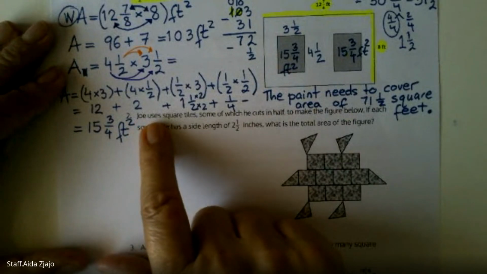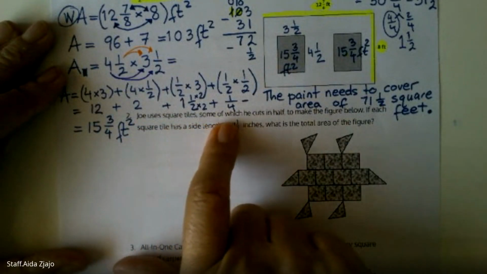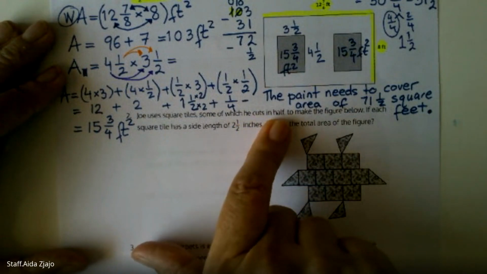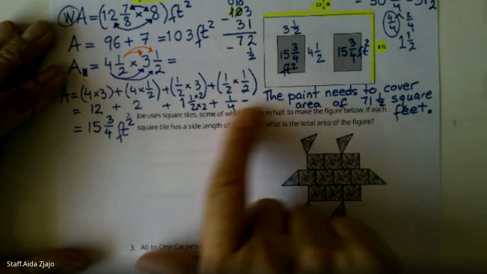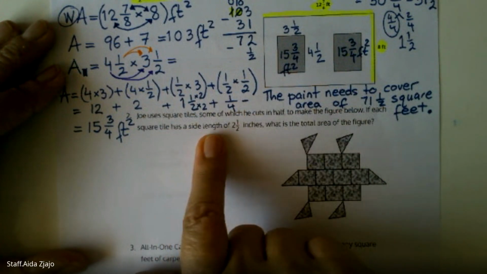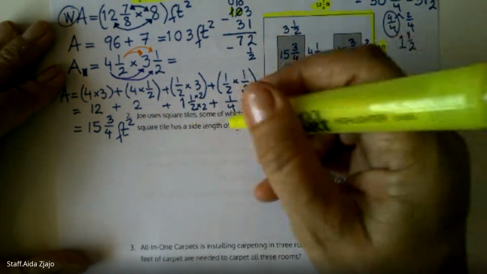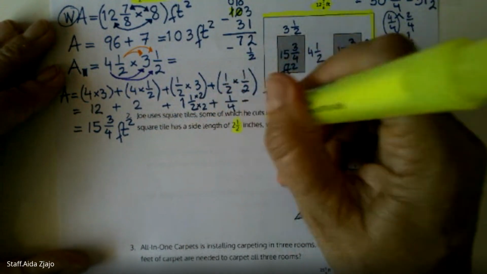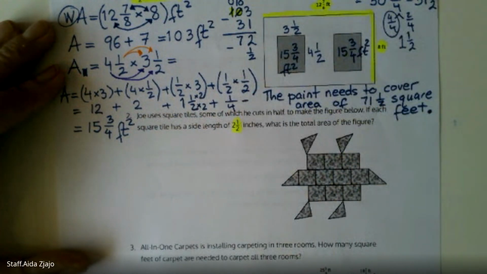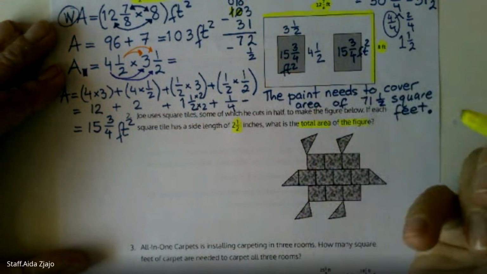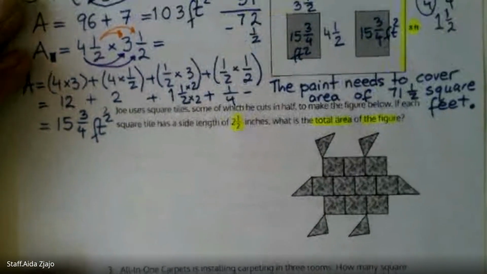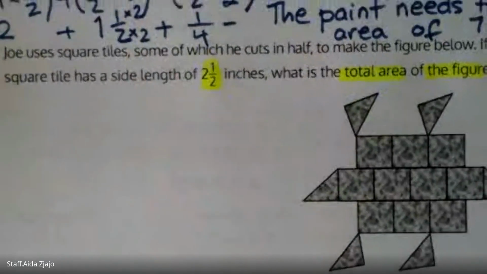Joe uses square tiles, some of which he cuts in half to make the figure below. If each square tile has a side length of 2.5 inches, what is the total area of the figure? Total area of the figure. So I'm going to enlarge a little bit so you can see.